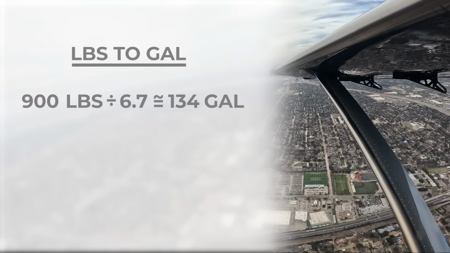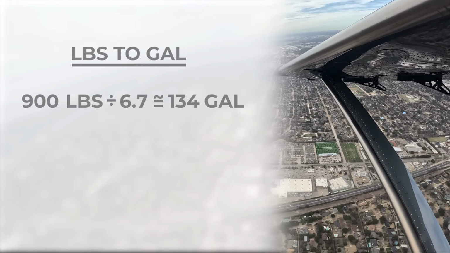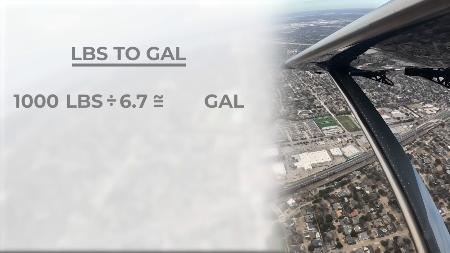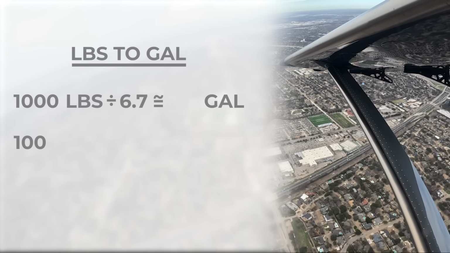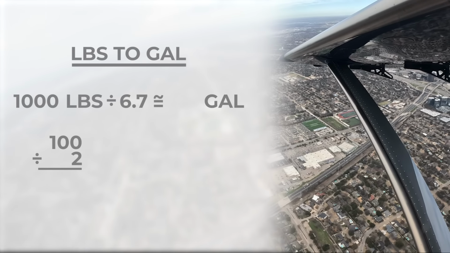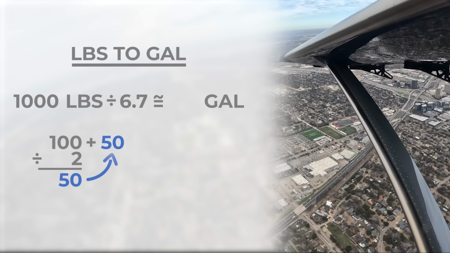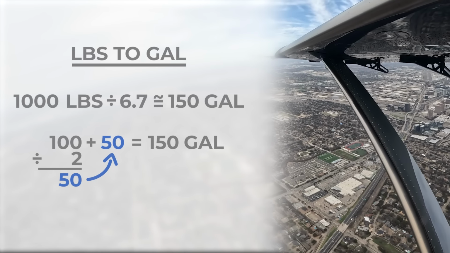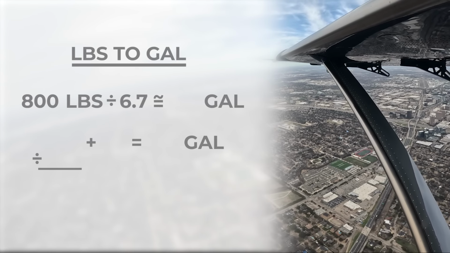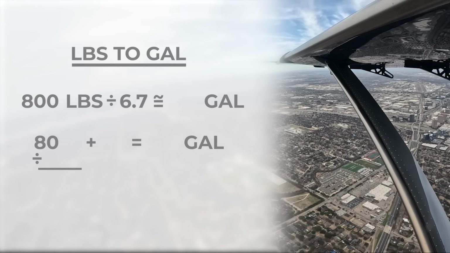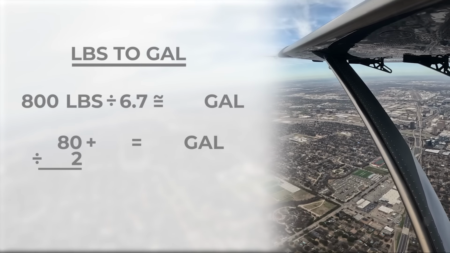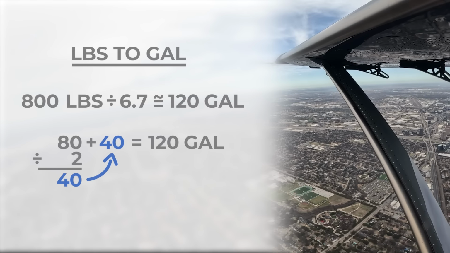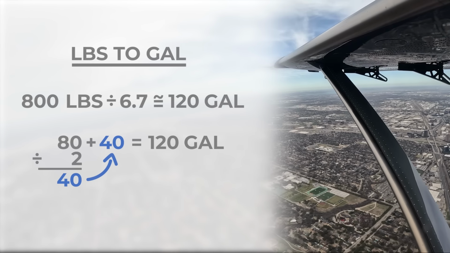But if you don't have a phone handy with a calculator or something, there is a quick shorthand that is really useful. Let's say you need 1,000 pounds. Well, you can drop that last digit, which makes it 100, and then take half of that amount, so half of 100 is 50, and then add those two together. So 100 plus 50 is 150 gallons. Another example is, say you need 800 pounds. Well, you drop that last digit, which gives you 80, take half of that, half of 80 is 40, and add them together. 80 plus 40 is 120 gallons. It's not perfectly accurate, but it gets you pretty close.